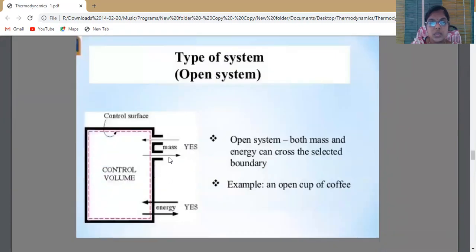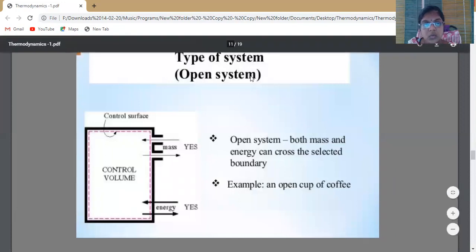Here in an open system there is mass in and mass out, and energy in and energy out. Both mass and energy can cross the selected boundary. So a system where both mass and energy cross the boundary is known as an open system. Here this is the control surface, and the inside volume is known as the control volume. So an open cup of coffee is an open system. Okay.